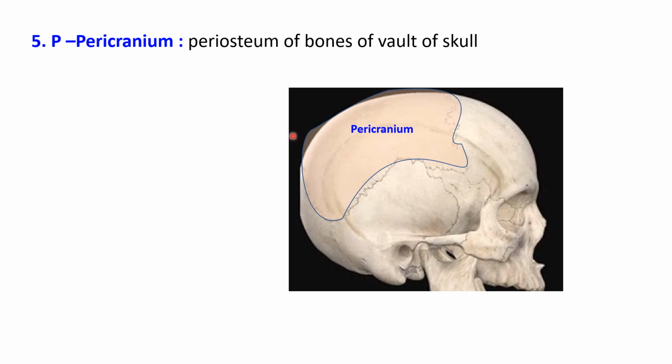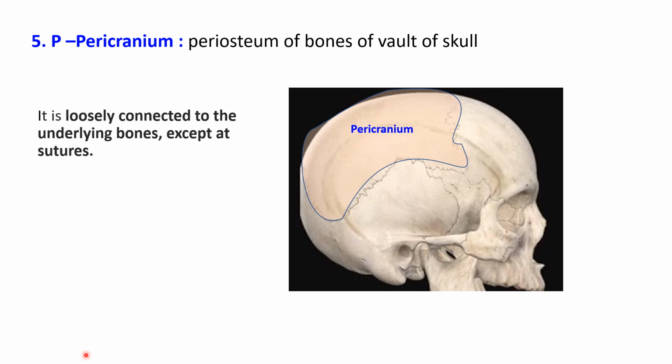Last layer is the pericranium, which you can see here, right? This is nothing but the periosteum of the bones of the skull cap. You must have studied in general anatomy that the bone has an outer fibrous and cellular layer known as periosteum and an inner layer known as endosteum. So the periosteum of the skull cap bones, like the parietal bone in this case, is known as pericranium, right? Now this pericranium is loosely attached all around the bone.